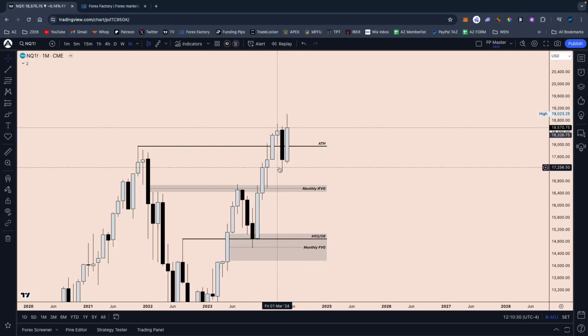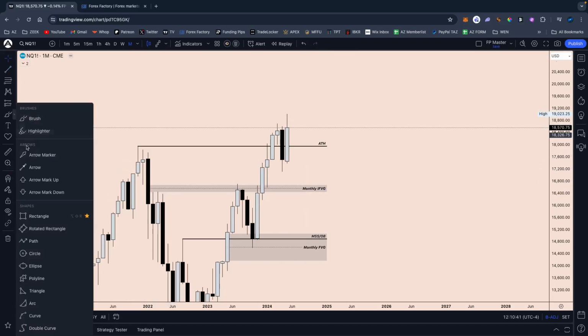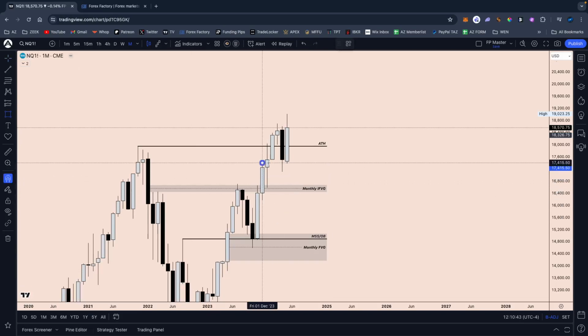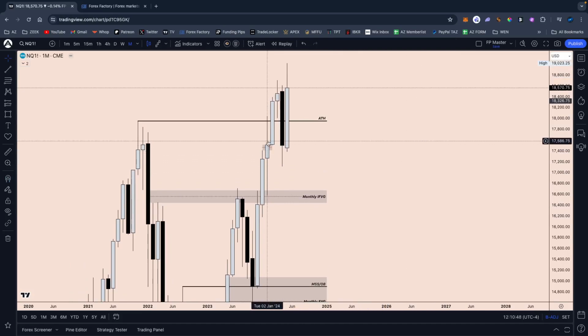We had a retracement. Essentially, what do we do here? We hold support on down closing candles, retest them. We also had a nice monthly bullish fair value gap here.